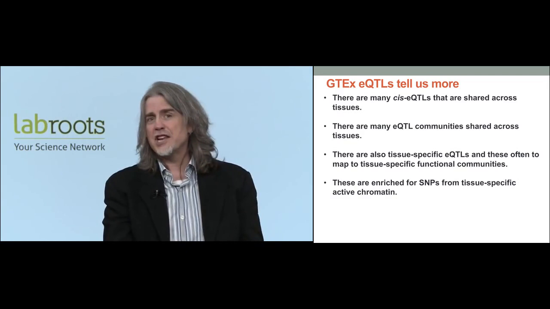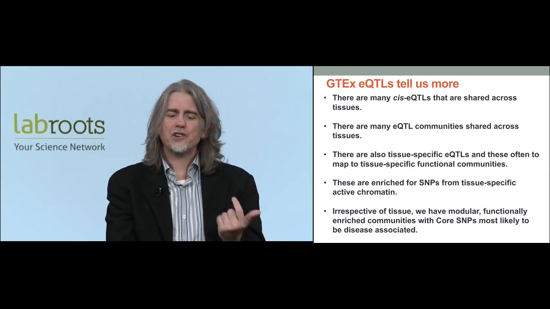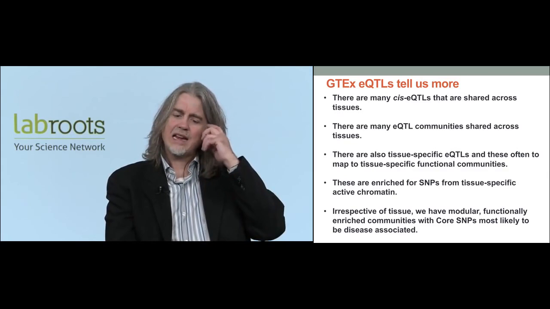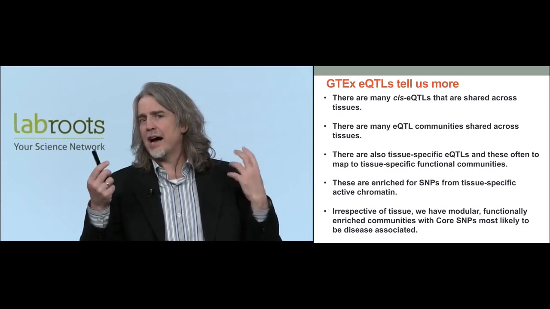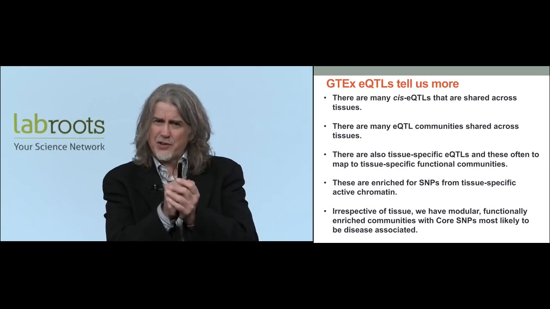And so, irrespective of tissue, what we have is a network that's modular, in which functionally enriched communities have core SNPs that are likely to be disease associated, right? So I think this goes a really long way to taking kind of the vagaries of analyzing GWAS data and the SNPs we find in a functional context. And it actually places it into a context where we can think about looking at those SNPs and understanding what they do and understanding their potential regulatory potential.